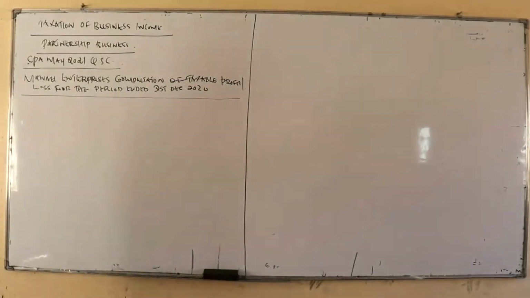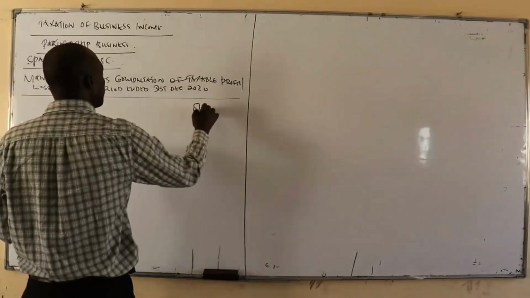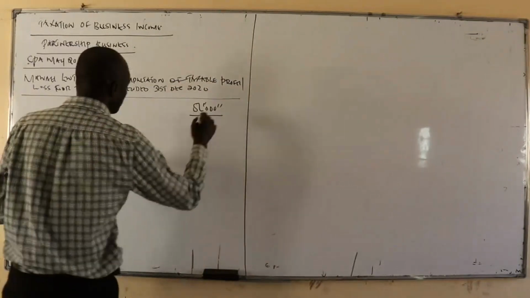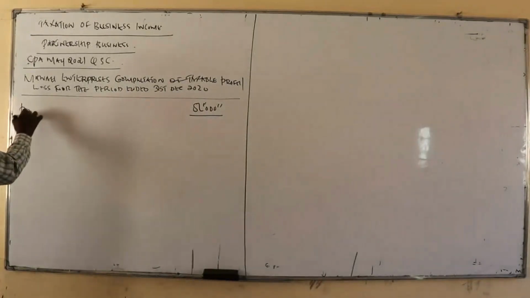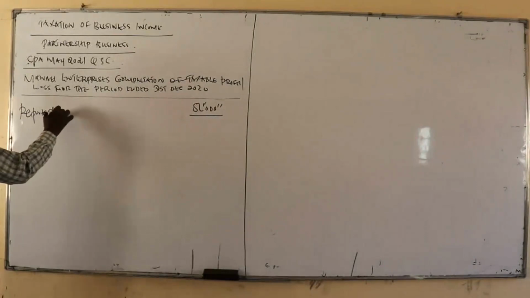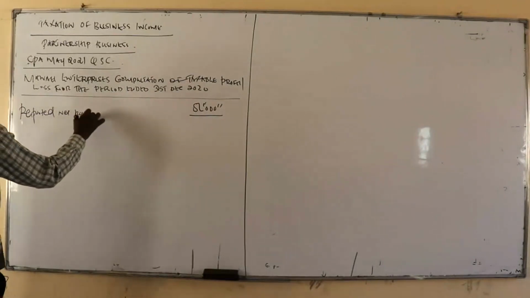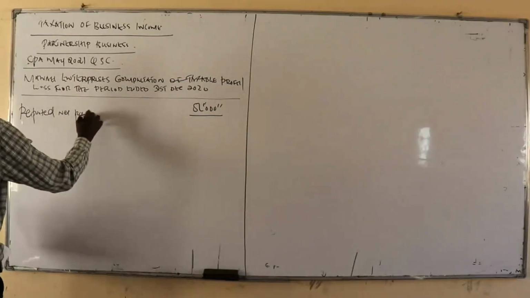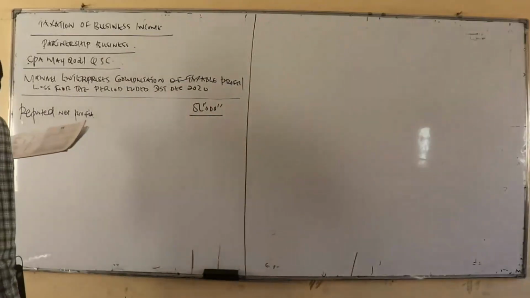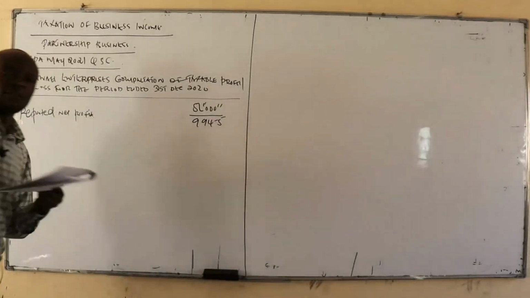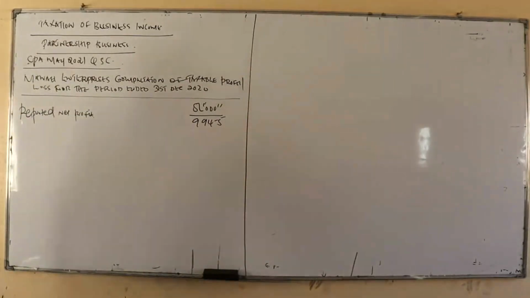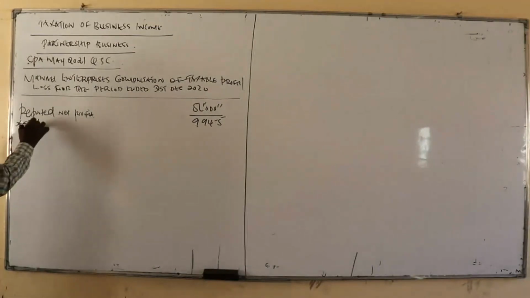If you're using zeros, okay, you can use shillings and zeros, so we can delete the zeros. If they are giving you the net profit or loss, you start with that one. You start with the reported net profit, this is 994.5. Then when they have given you that, we add back disallowable deductions.